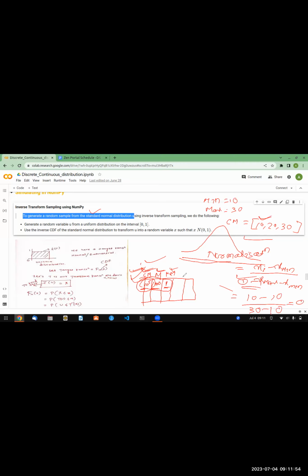Then again, we'll do the same thing with 20. 20 minus x min, that is 10, divided by x max minus x min, 30 minus 10, that is 20. So this becomes 10 by 20, that is 0.5. Again, we'll repeat this for 30 also. 30 minus x min, that is 20, divided by x max minus x min, that is 20. So this is 1. So this 10, 20, 30 now becomes 0, 0.5 and 1.